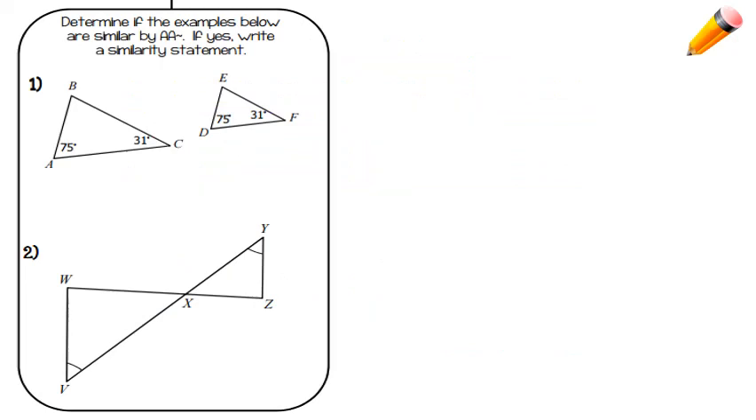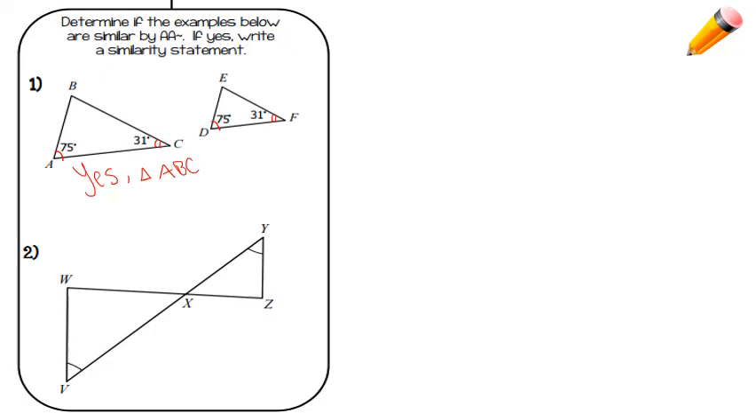Okay, so if we open the angle-angle similarity flap, we'll get these two examples, and we're determining if the two triangles below are similar by the angle-angle similarity postulate or theorem. And if they are, then we need to write our similarity statement. In our first example, they're telling us that we have angle A equal to 75 degrees, which is congruent to angle D because that's also 75 degrees. And angle C is congruent to angle F because they both measure 31 degrees. So we do have two pairs of corresponding angles that are congruent. So yes, these two triangles are similar.